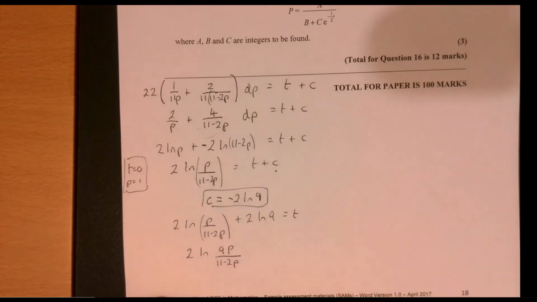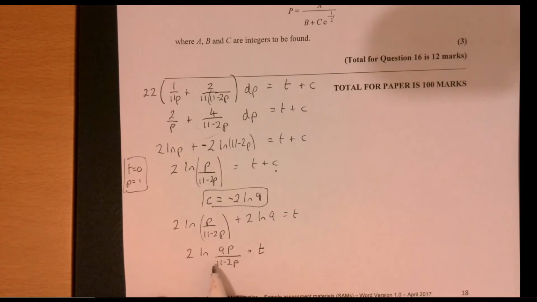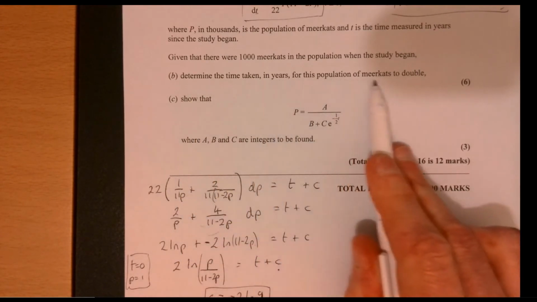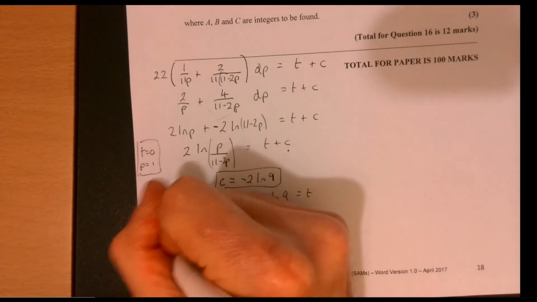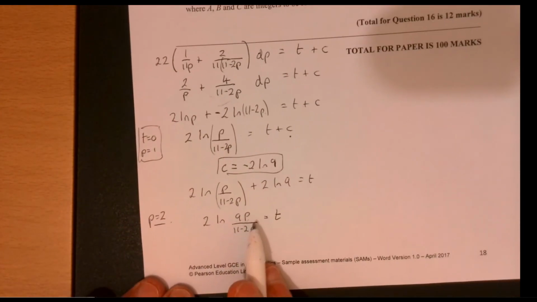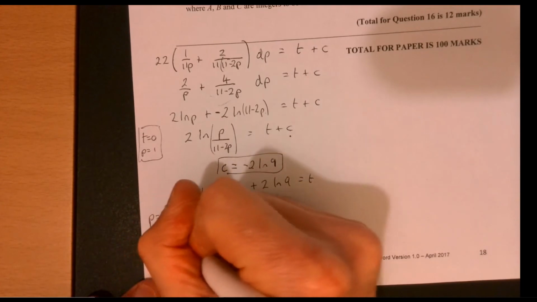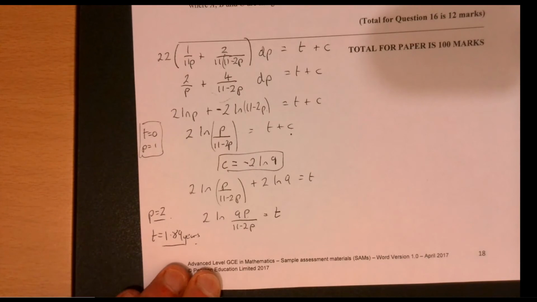11 minus 2p. I'm just trying to think how much I can tidy it up. All right, so that's really nice. What we didn't quite finish is the question, which was to determine the time taken in years for the population of meerkats to double. So in other words, p is 2. If we just substitute p is 2 into here, you'll get your t value out, and that gives you t equals 1.89, and that's measured in years.